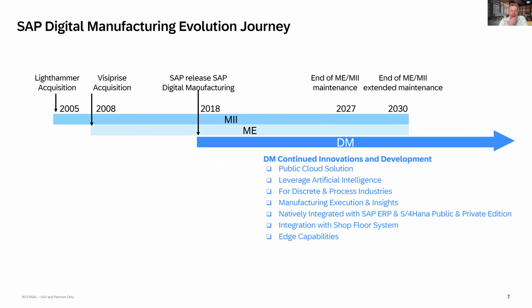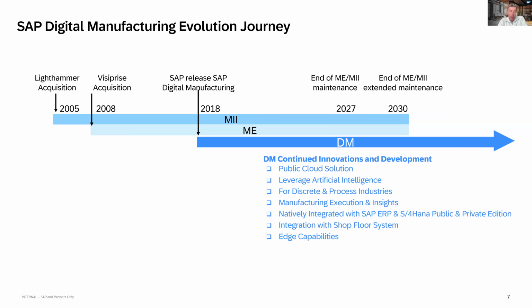And very important things. SAP acquired in 2005 a solution from Lighthammer, which later on became MII, and in 2008 a solution from Visiprise, which became EMI. And so now we are announcing the end of maintenance of these two solutions, end of current maintenance in 2027 and end of the extended maintenance in 2030.